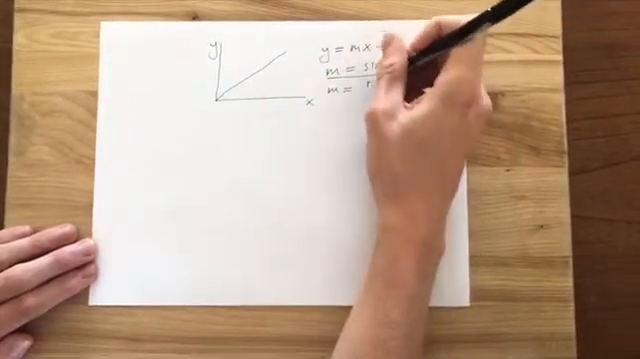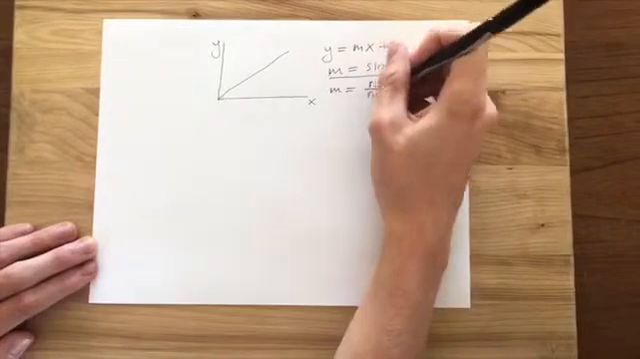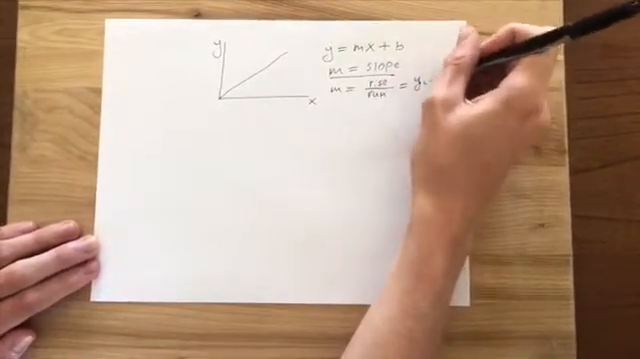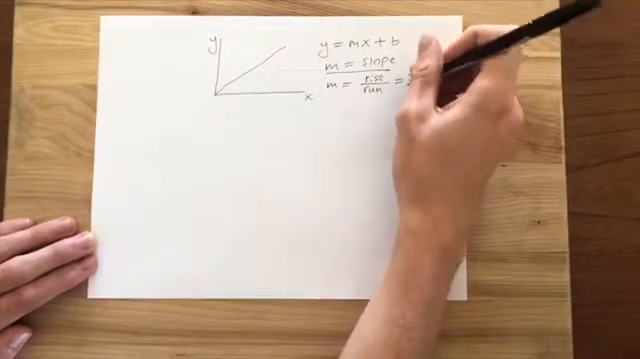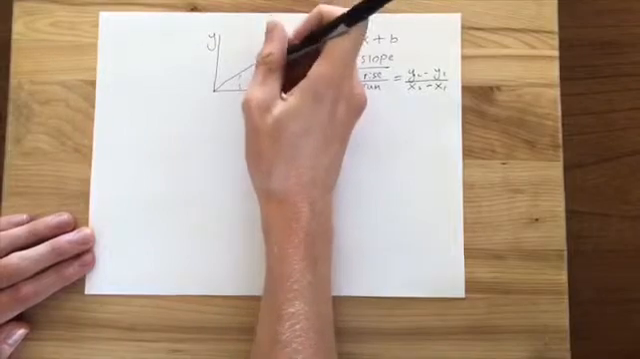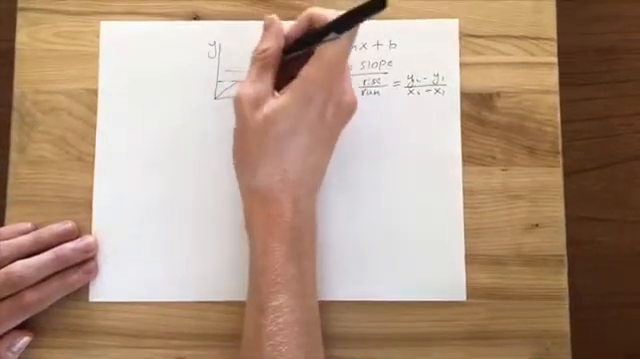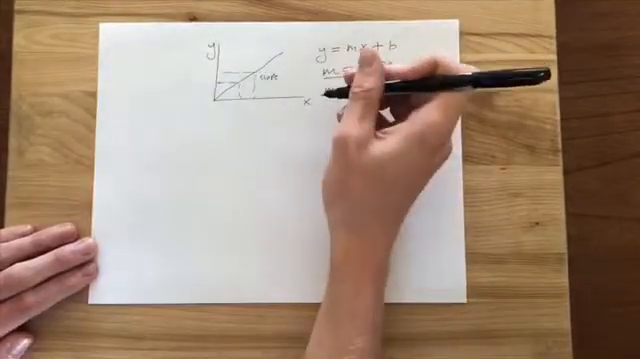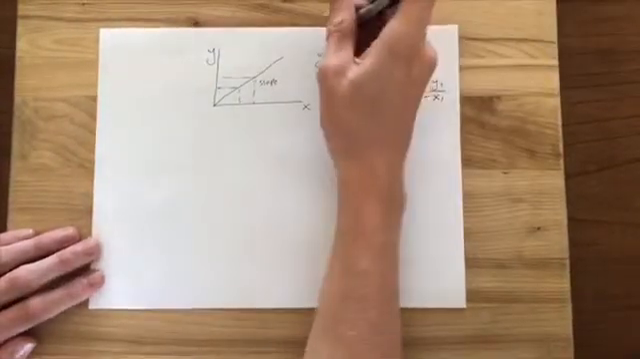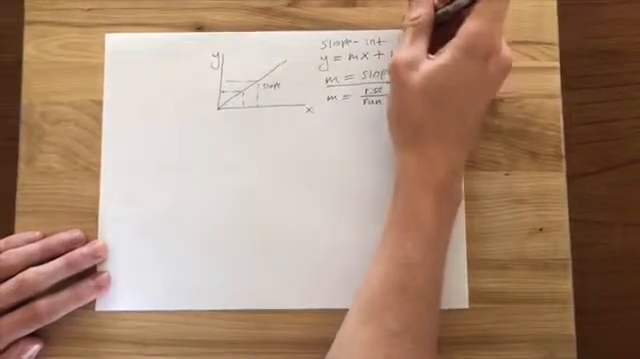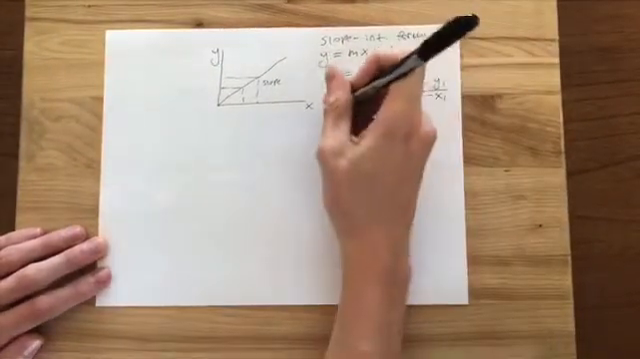And m also can be expressed in terms of rise over run, which is basically the same as y2 minus y1 over x2 minus x1. We can see that on the graph: the first x, the second x, the first y, and the second y. That's the rate of change, or the slope of our line. As I mentioned before, this is slope-intercept form, and that's a common form.